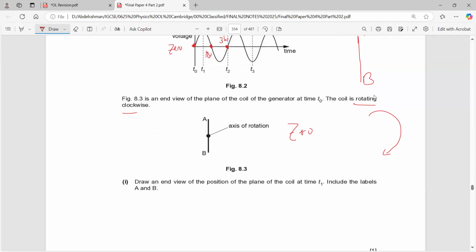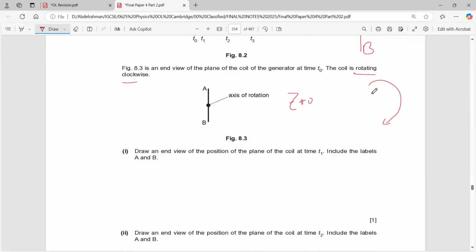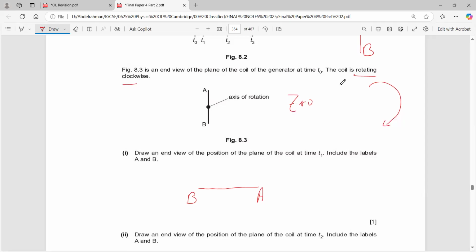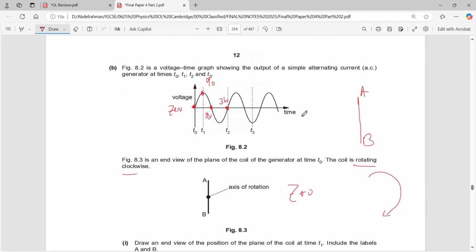Initially it was vertical. At this position, it would be horizontal, and A would be on the right hand side and B would be on the left hand side because it's rotating in a clockwise manner. If it was rotating in an anti-clockwise manner, then A would be on the left hand side and B would be on the right hand side. So it's rotating in a clockwise manner. At T1, it has completed only a quarter of this rotation.